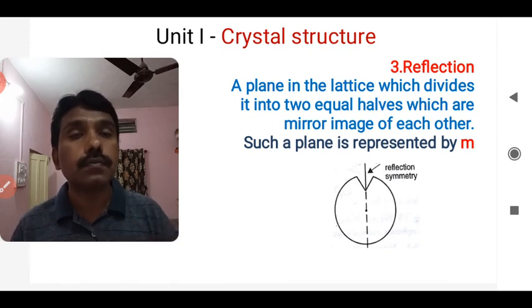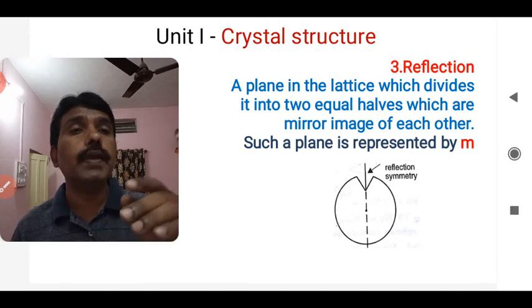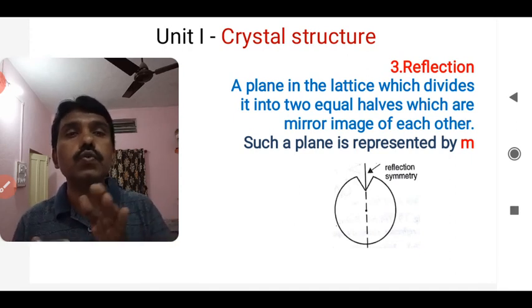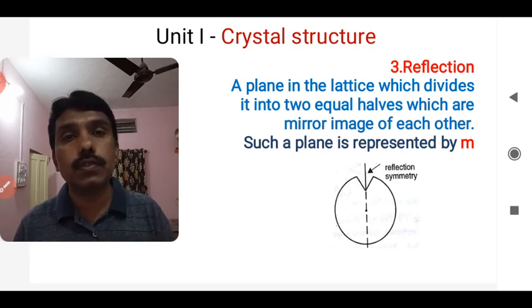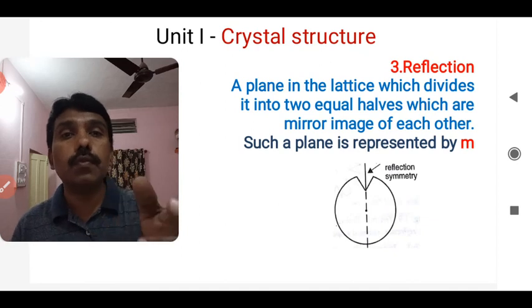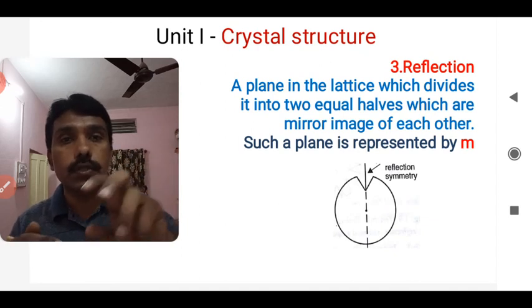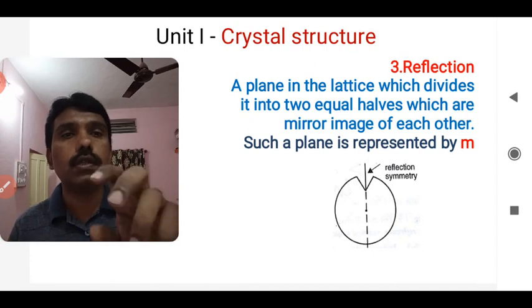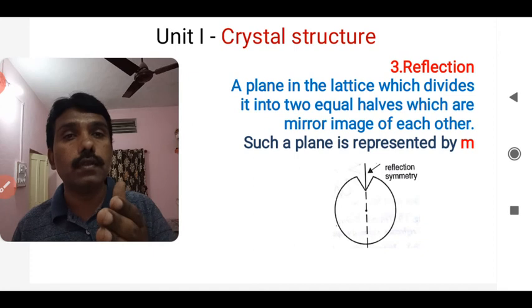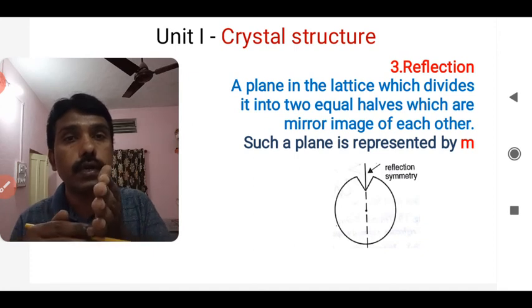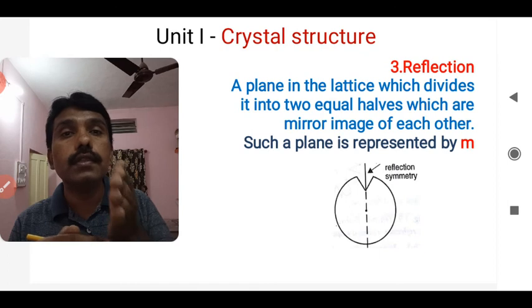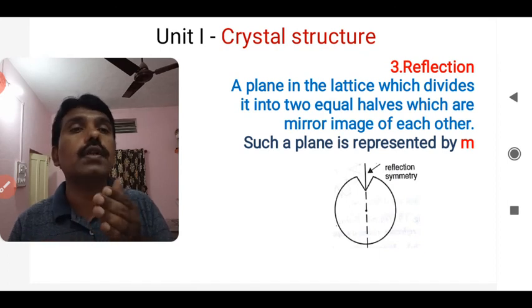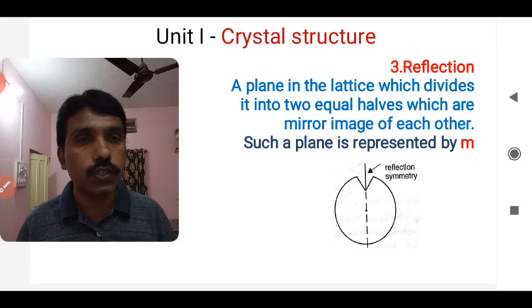And this is exactly how it works: a plane in the lattice which divides it into two equal halves, which look like mirror images of each other. When we see twins, we can say they are mirror images of each other. That means mirror image reflections of each other. When we use the plane in the lattice, from that point the remaining half parts are equal in such a way that they look like a mirror of each other, and that is nothing but what is called reflection symmetry.